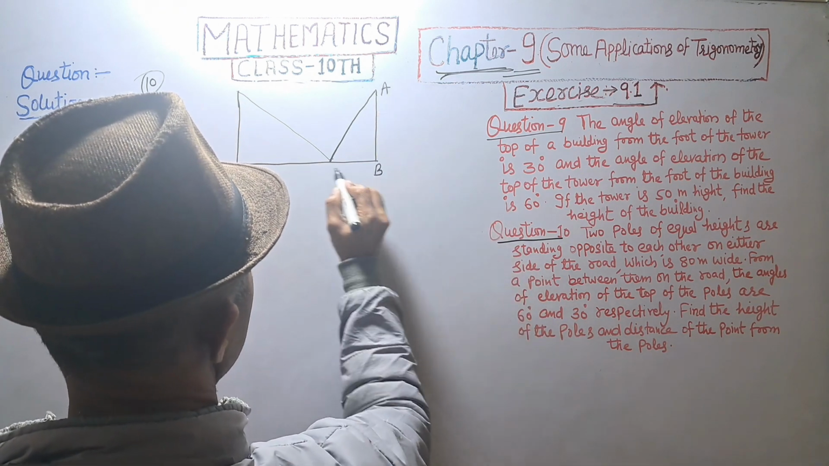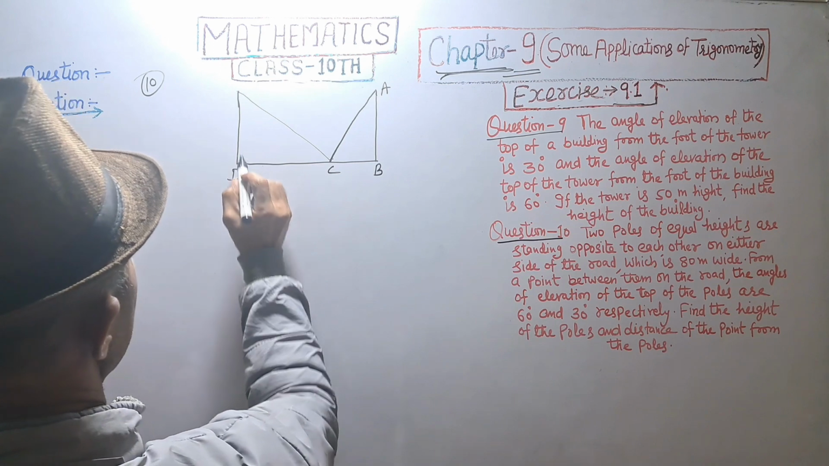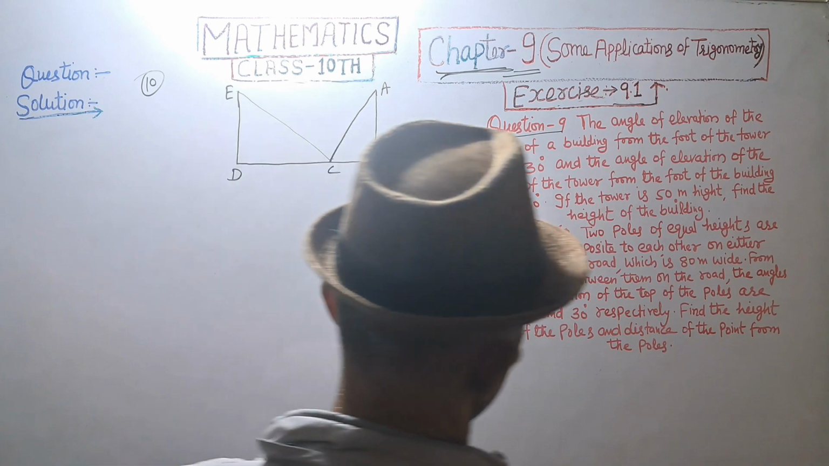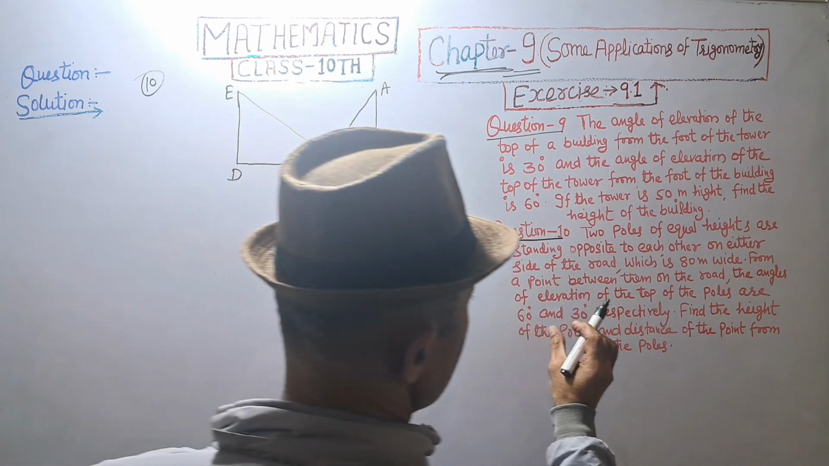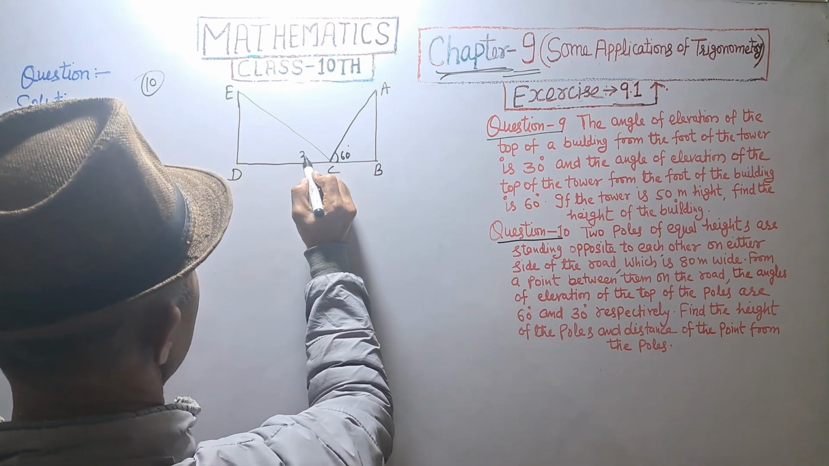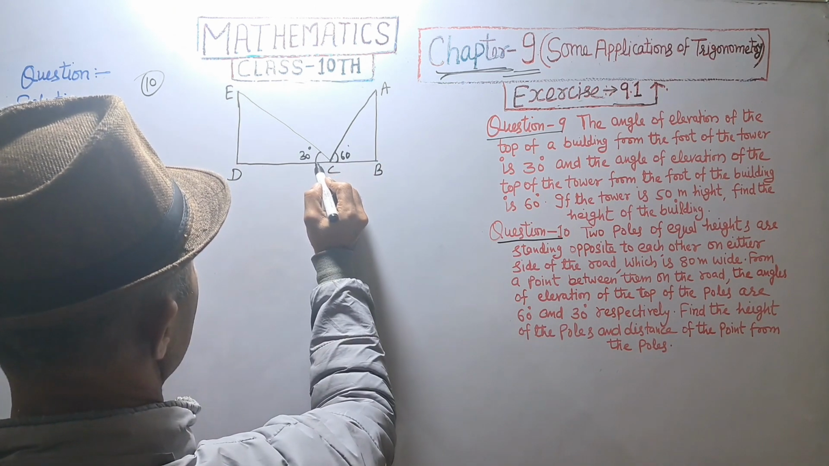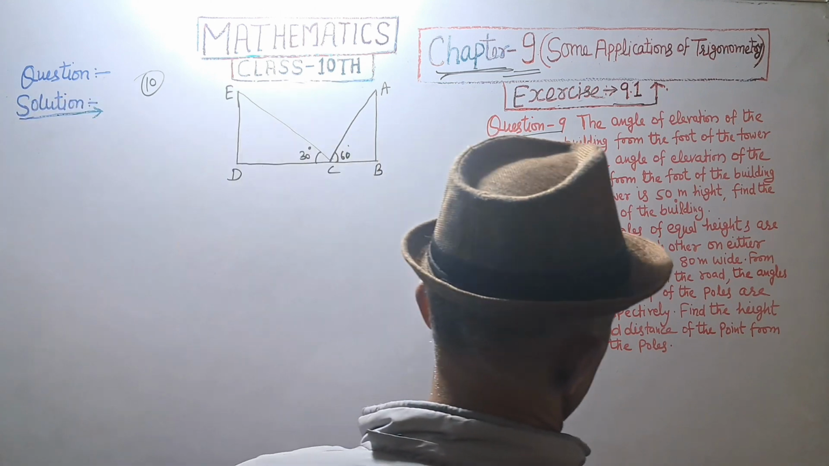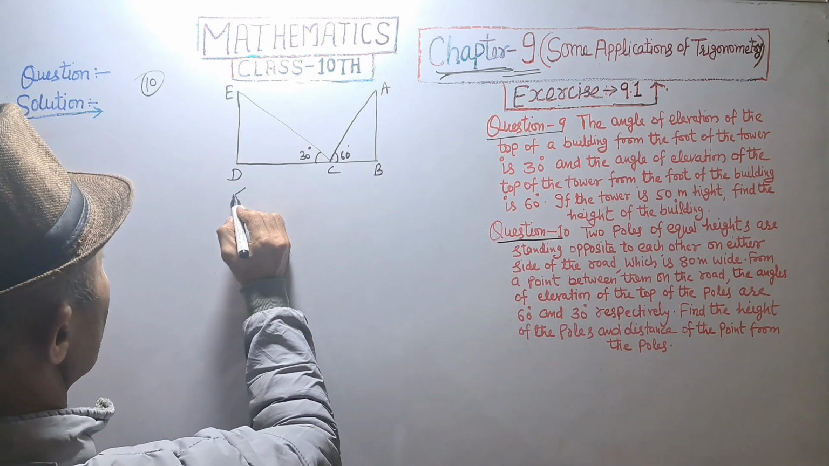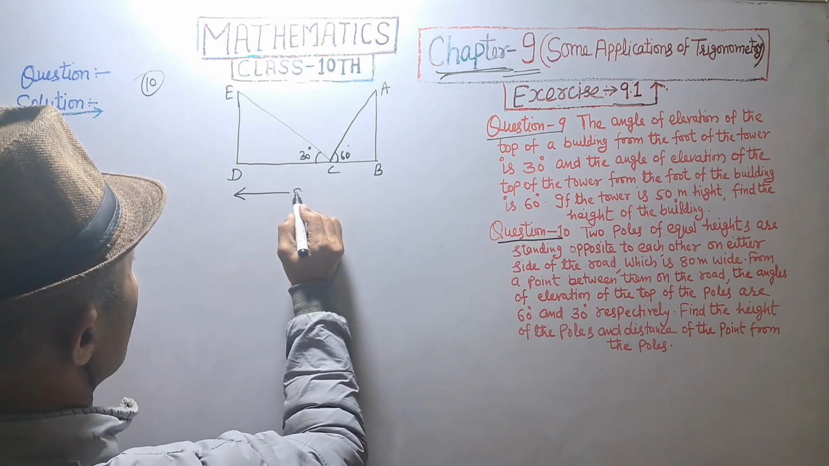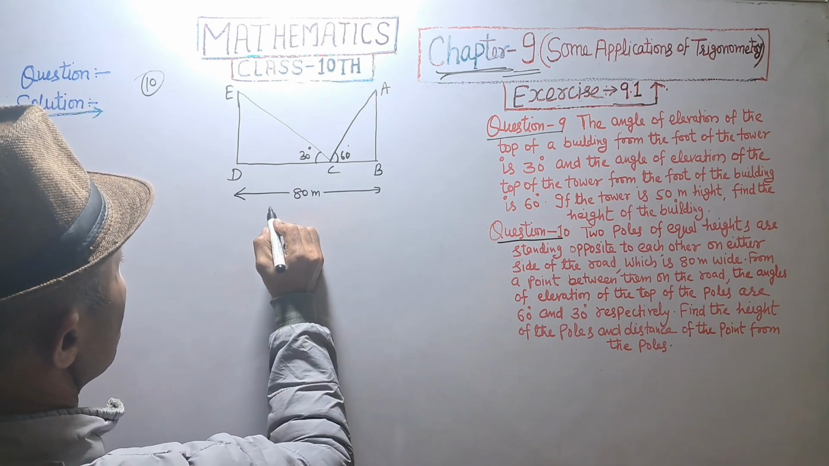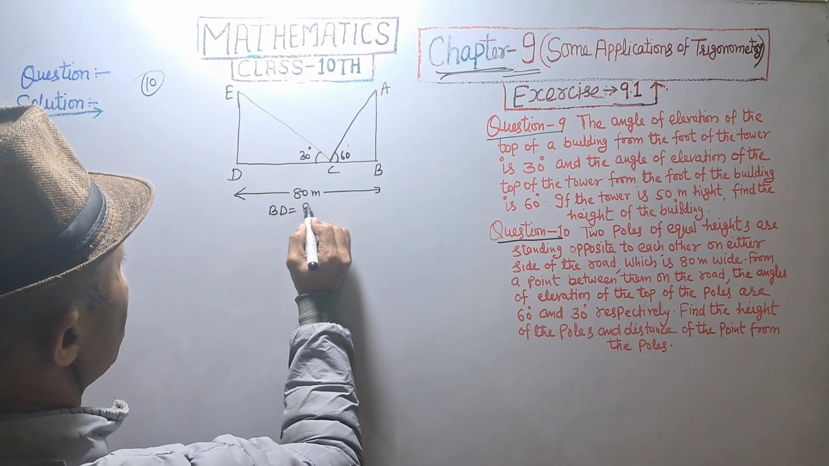A, B, C, D, E. 60 degree and 30 degree angle, and which is 80 meter wide. 80 meter total. BD is equal to 80 meter.